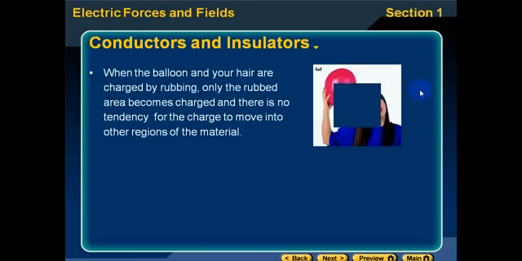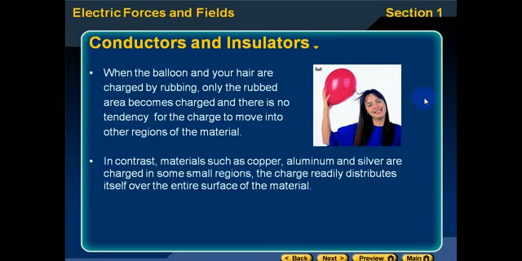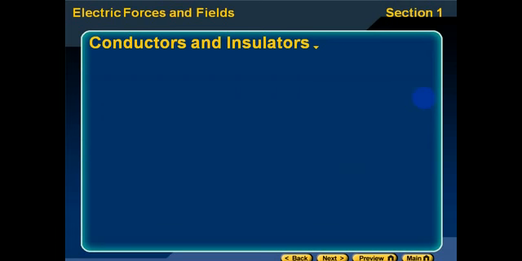When the balloon and your hair are charged by rubbing, only the rubbed area becomes charged and there is no tendency for the charge to move into other regions of the material. In contrast, materials such as copper, aluminum and silver, when charged in some smaller region, readily distribute the charge over the entire surface of the material. Why does this happen? To understand this, we first need to understand what conductors and insulators mean.